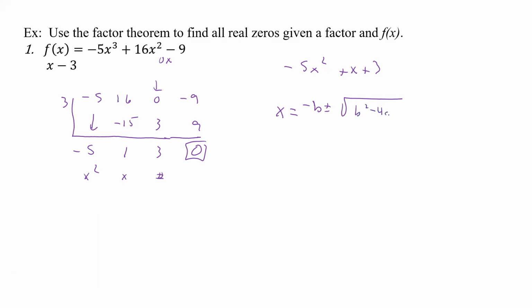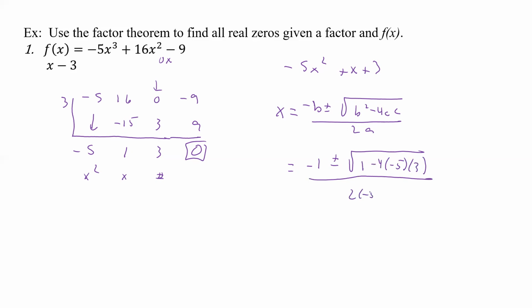b squared minus 4ac all over 2a. Okay. So a minus 1 plus or minus the square root of 1 squared is 1 minus 4 times a minus 5 times c, which is 3, all over 2 times a minus 5. And so we get negative 1 plus or minus the square root of, okay, that's going to be 20 times 3 is 60. That's positive plus 1 is 61, all over negative 10.